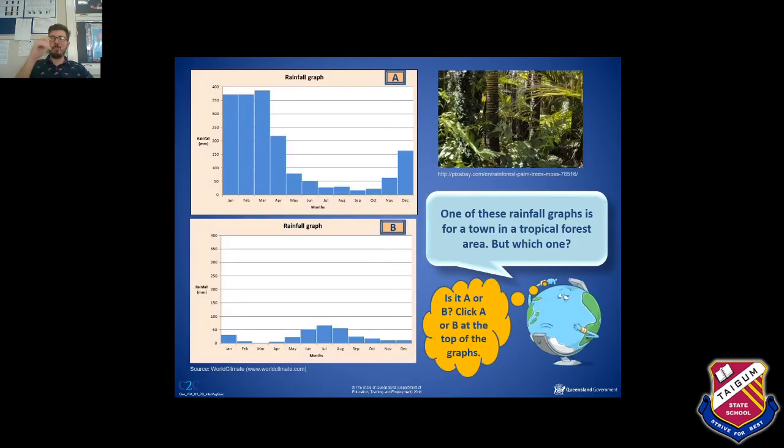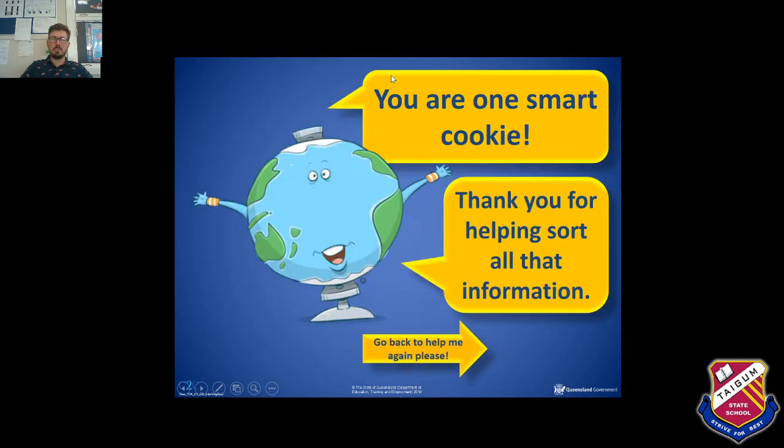One of these rainfall graphs is for a town in a tropical forest area. But which one? Is it A or is it B? I think I have to click this one. Okay, the answer is A. I'm one smart cookie.